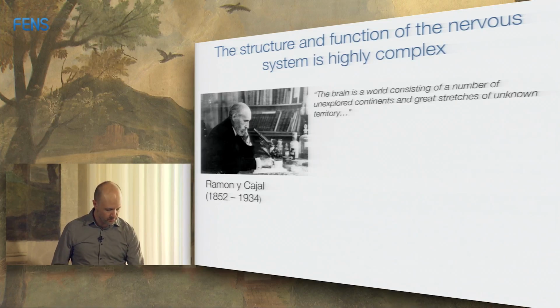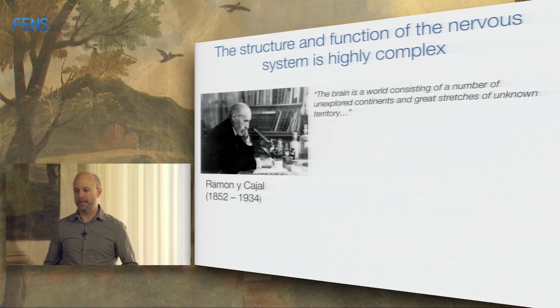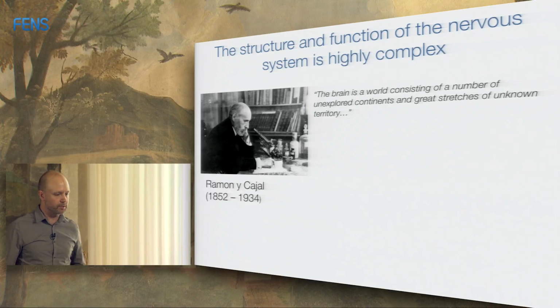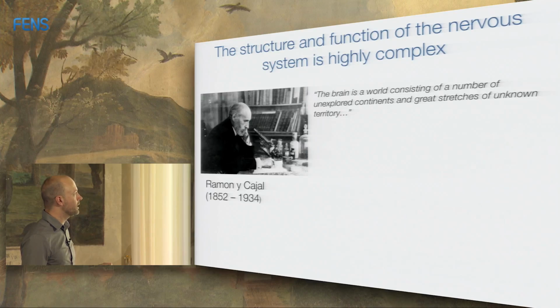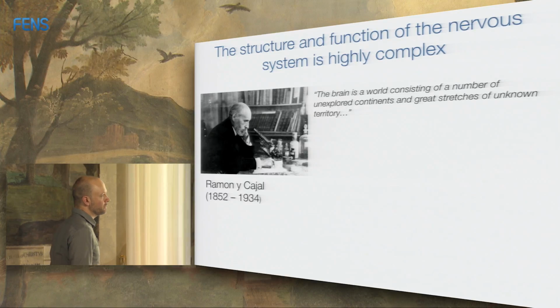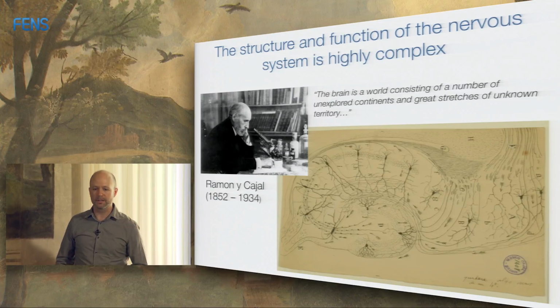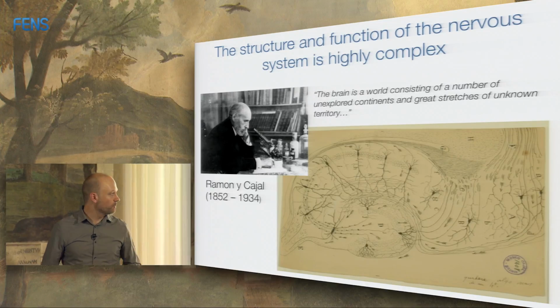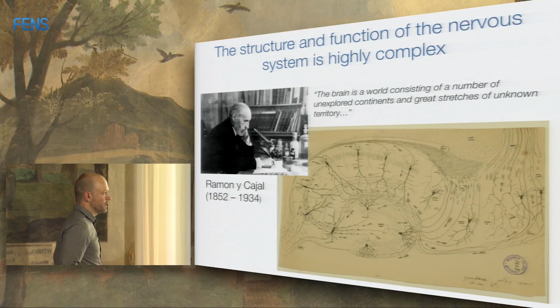Even Ramon y Cajal, in his work, really understood and grasped the idea that the nervous system is probably one of the most complex systems that we know. And this is just a quote that I found in one of his manuscripts. "The brain is a world consisting of a number of unexplored continents and great stretches of unknown territory." So even in the very beginning of neuroscience, it was realized that the complexity of these circuits and cell types and brain tissue is incredibly complex.